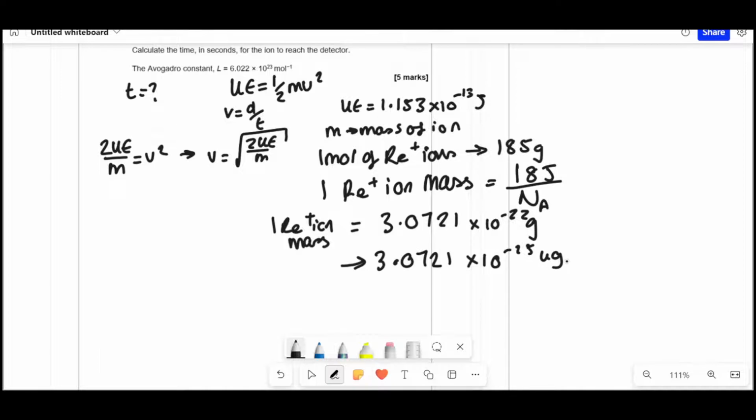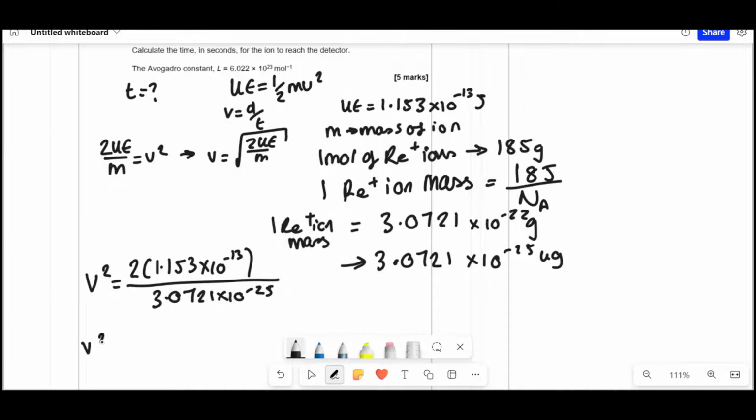Now we have enough information to do the kinetic energy over m stuff. Because now you know v squared, like we said before, is going to be 2KE over m. So that's 2 times the 1.153 times 10 to the minus 13 joules, and that's in joules, so we don't have to do anything with that because it's in base units. All divided by the m, which is 3.0721 times 10 to the minus 25. So v squared equals, if I quickly work that out, 2 times 1.153 times 10 to the minus 13, all over 3.0721 times 10 to the minus 25. That would be 7.506 times 10 to the 11.